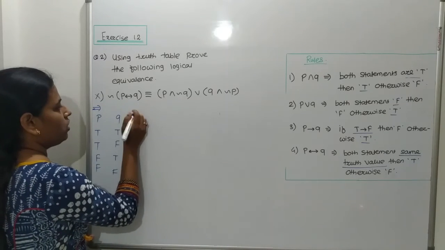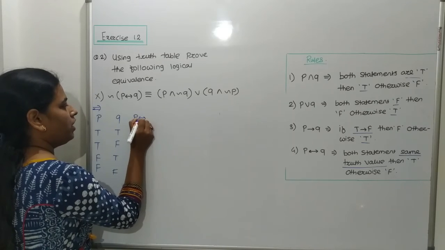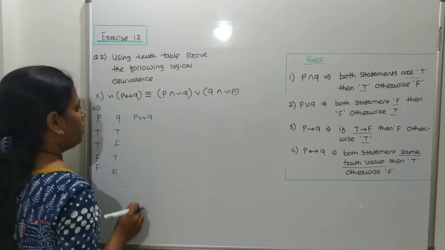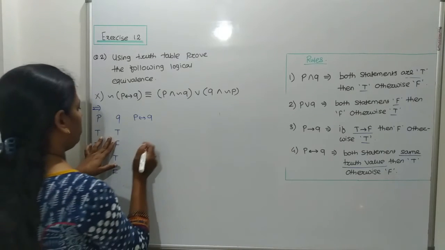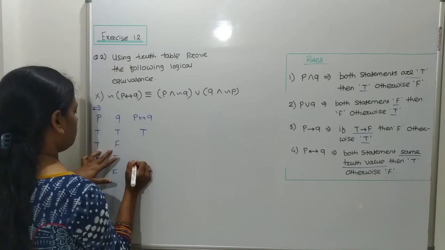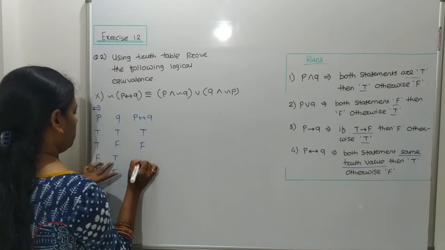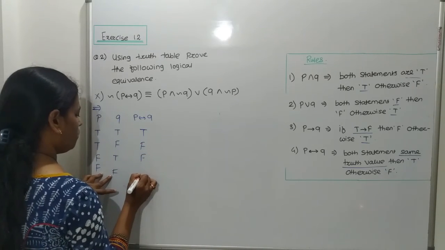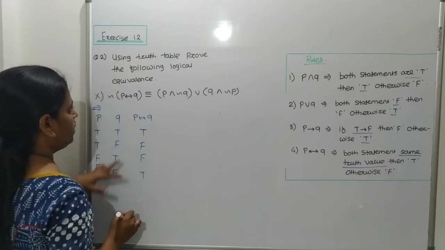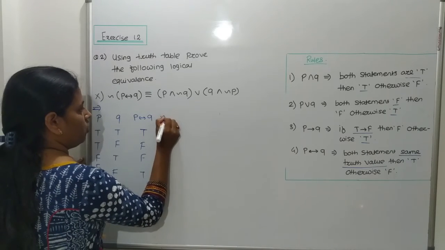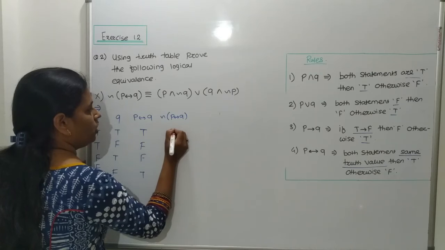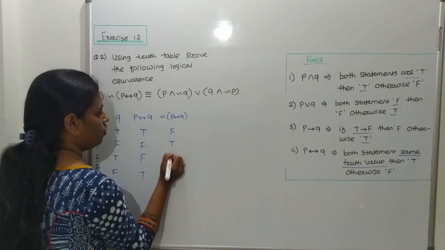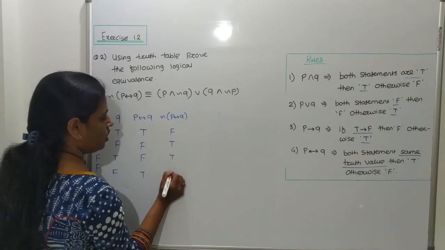So first of all, solve this one. That is P double implication Q. For double implication, what we have to check? We have to check the same truth values of both statements. That means true, true, it is true. True, false, false. False, true, false. And false, false, same truth value, so true. So you have to calculate not of this. So not of P double implication Q. That means true is false, false is true, false is true, true is false.